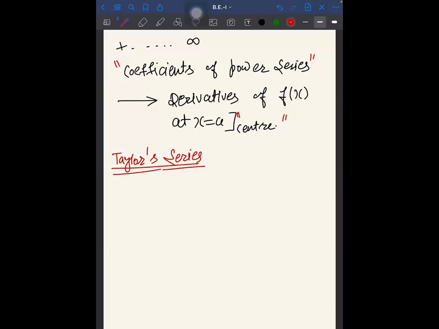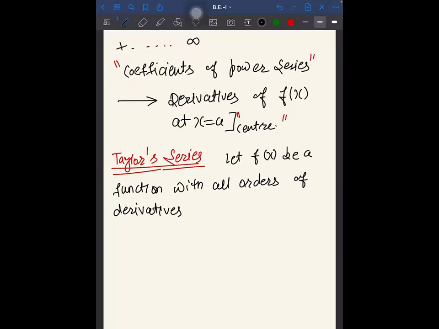Okay, so now we'll define formally the Taylor series. So let f of x be a function with all orders of derivatives on some interval I with an interior point a.